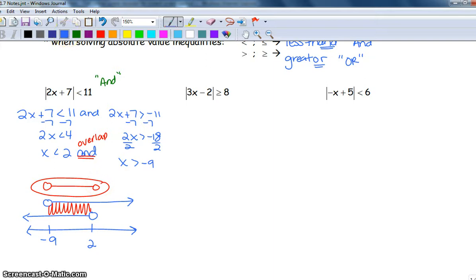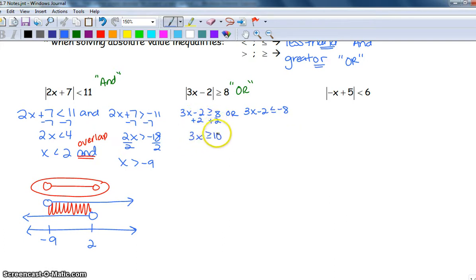All right, moving on to the next one. We've got the absolute value of 3x minus 2 greater than or equal to 8. So we know that this is going to be an "or" compound inequality. We set up our two mini inequalities. So we've got 3x minus 2 is greater than or equal to 8. Remember, it stays exactly as it is. Just drop the absolute value bars. Or 3x minus 2, the left-hand side doesn't change. We flip our sign to less than or equal to, and then change it from a positive 8 to a negative 8.